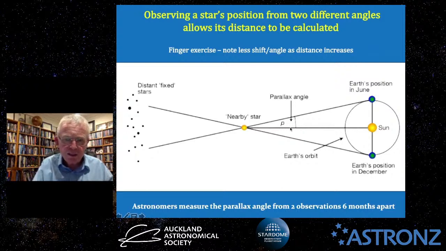Able to draw a line to split that angle. They can obviously see that angle there quite happily. They split it in two, and they get what they call the parallax angle. And the parallax angle is the key to all of this.